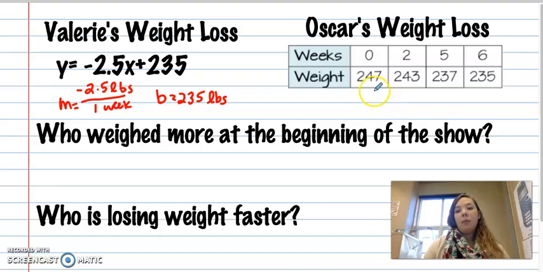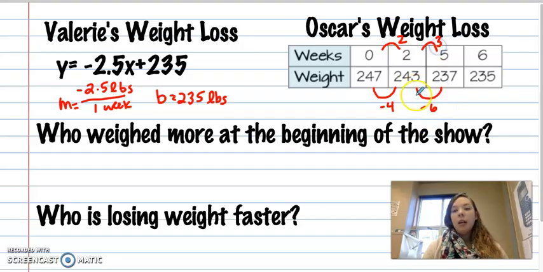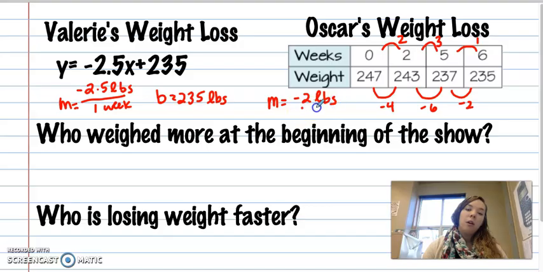For Oscar, we have a table. So it looks like right here, we're dropping 4 over 2 weeks. Or here, we're dropping 6 over 3 weeks. But luckily, these still simplify to be the same. Negative 4 over 2 is negative 2. Negative 6 over 3 is still negative 2. Or here, negative 2 over 1 is still going to be negative 2. So we are dropping 2 pounds per 1 week. And then it looks like Oscar started at 247 pounds.